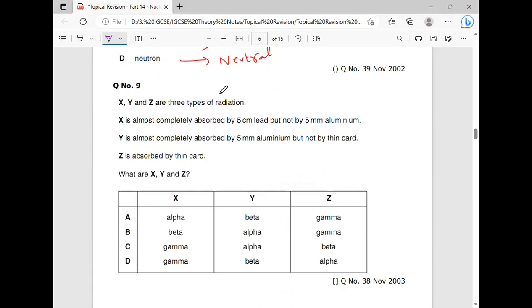X, Y and Z are the three types of radiations. X is almost absorbed by 5 centimeter lead. So lead stops gamma, but not by 5 millimeter aluminum. Okay. Y is almost completely absorbed by 5 millimeter aluminum. So it means beta. Z is absorbed by thin card or plastic sheet. So X represents gamma.